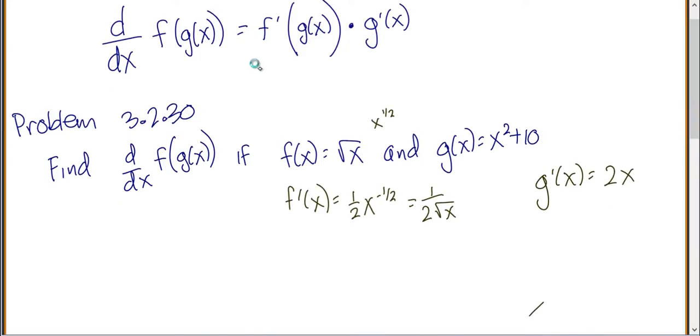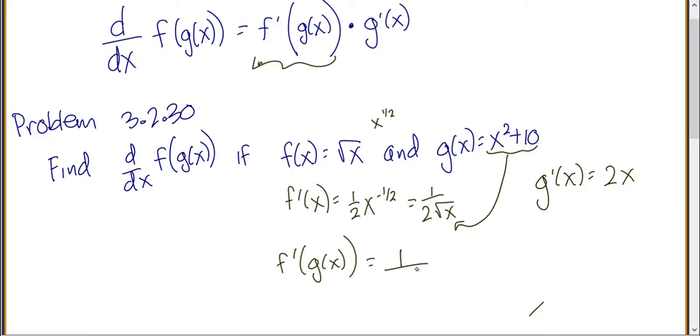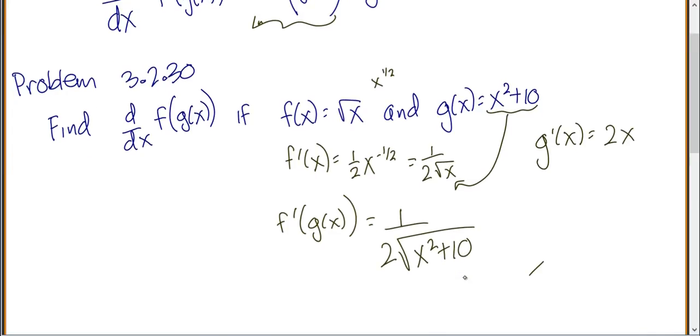But then what you do is you need to find this f prime evaluated at g of x part. So f prime evaluated at g of x means you're going to take this g of x and plug it into f prime, wherever you see x. So it's going to be 1 over 2 square roots of x squared plus 10. So now we found all the pieces that we need. Let's go ahead and plug it into our formula.